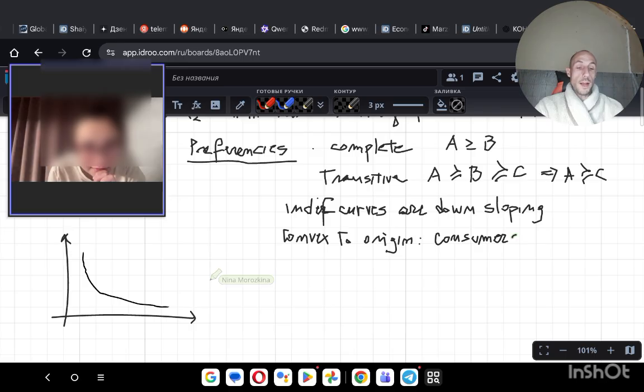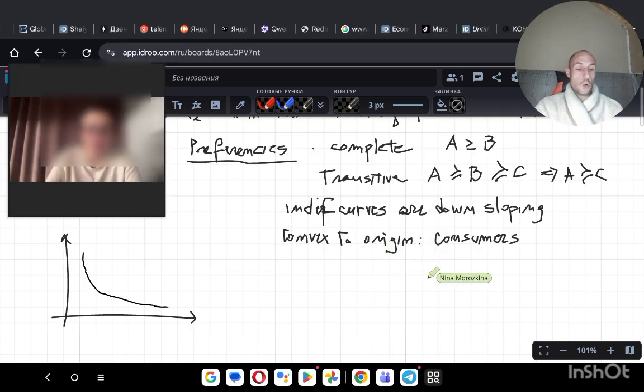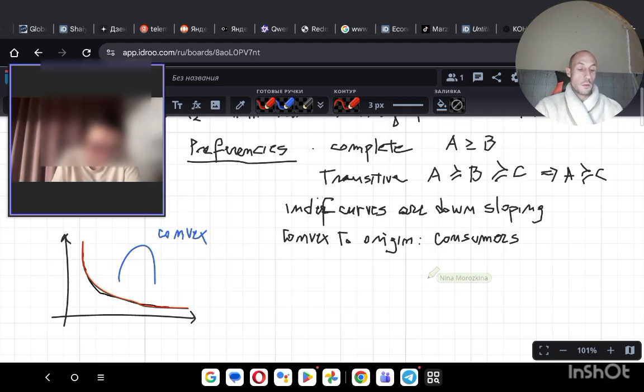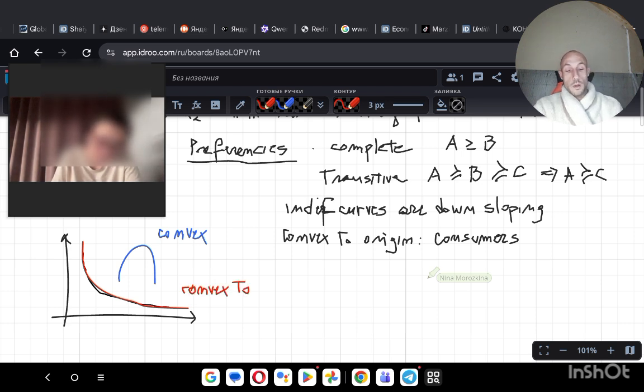And by the way, the fact that they are inward, that they are downward sloping, means there is a trade-off between goods. So now, okay, there is a trade-off between goods.